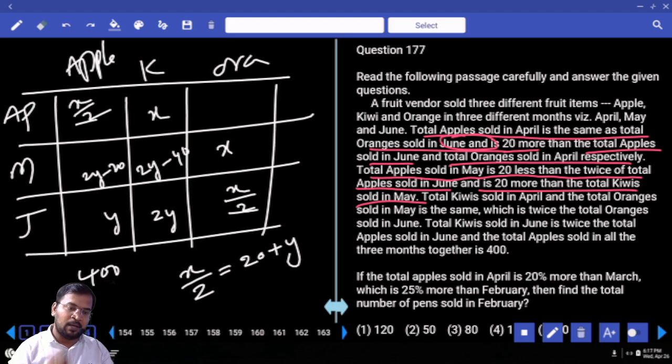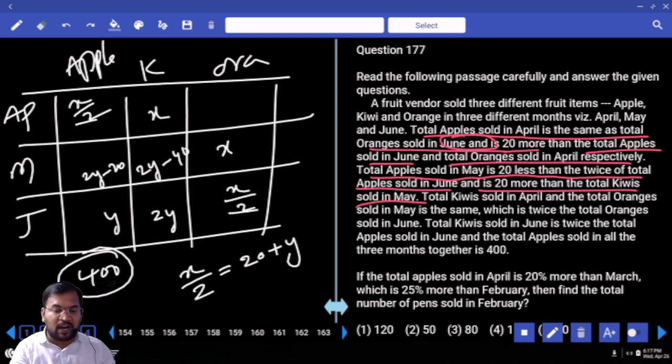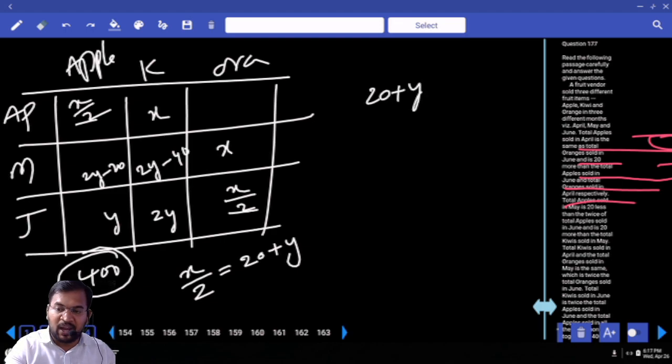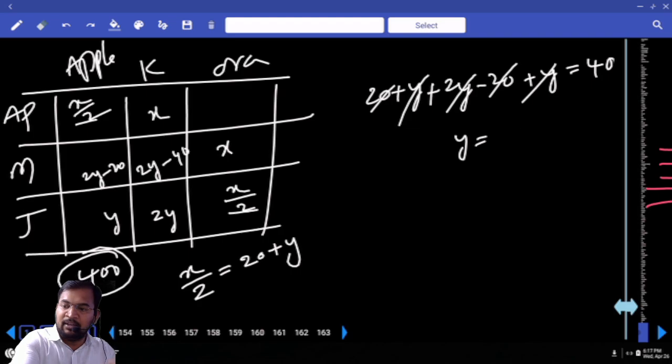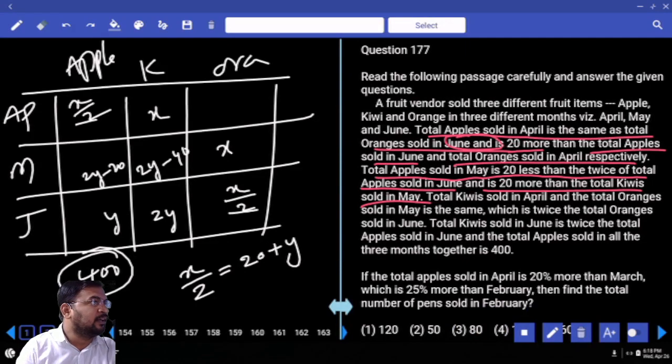Are you clear? Now if you observe, we know total apples in 3 months: x by 2 plus 2y minus 20 plus y is equal to 400. All of you clear? X by 2 is nothing but 20 plus y. Now tell me, 20 plus y, 2y minus 20 plus y, that is equal to 400. Now in 4y, the 20s get cancelled. Y is equal to how much? 4y is 400, so y is equal to 100. Now if y is 100, we will get all values. Are you clear? Y value is 100.